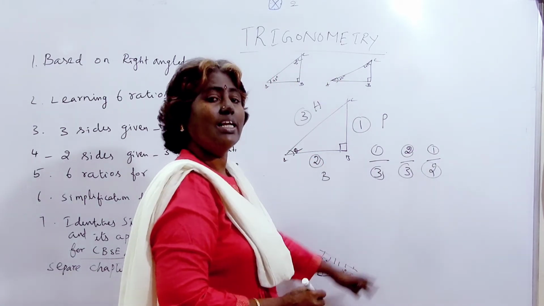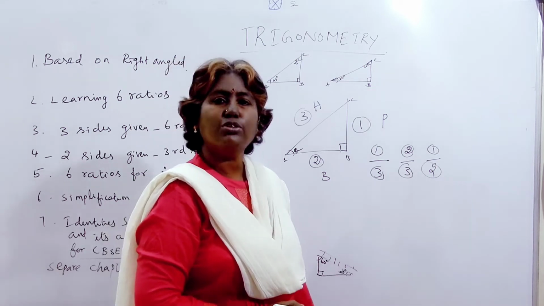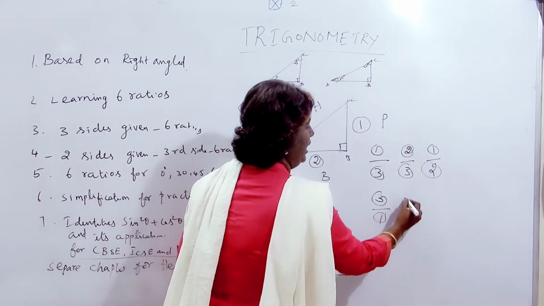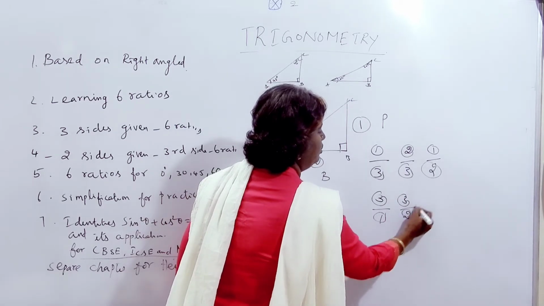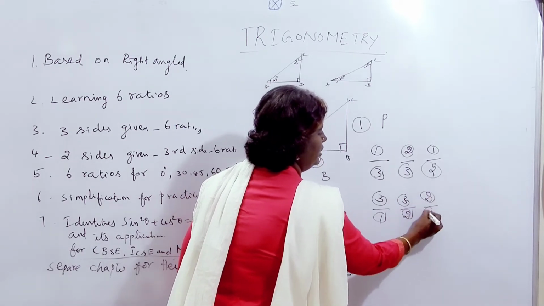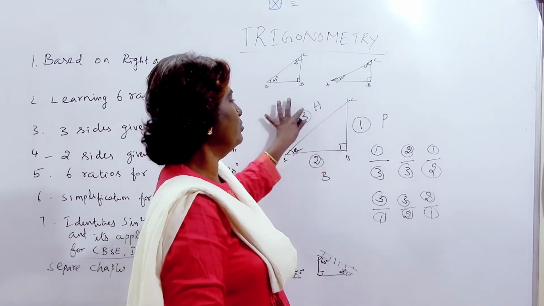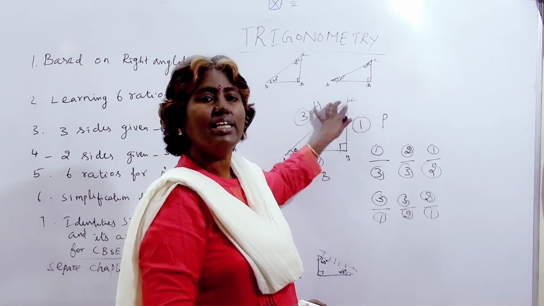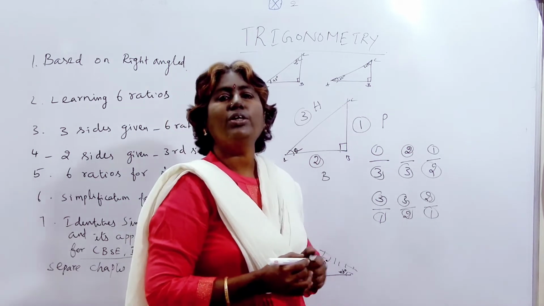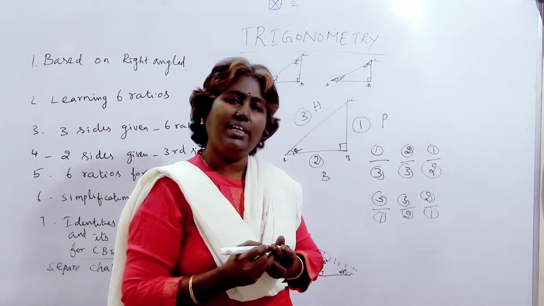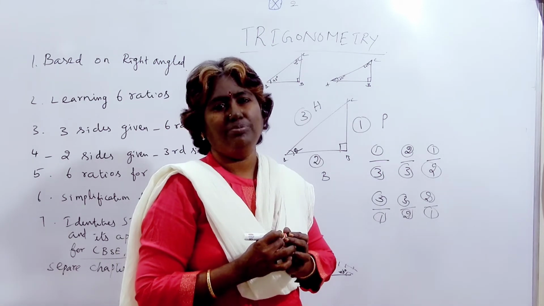Then the reciprocal of these 3 ratios also we can make. How can you make it? 3 by 1 and 3 by 2 and then 2 by 1. So these 6 ratios, 6 combinations of fractions using these three sides only, we are going to learn as sin theta, cos theta, tan theta, cosec theta, secant theta, cot theta.